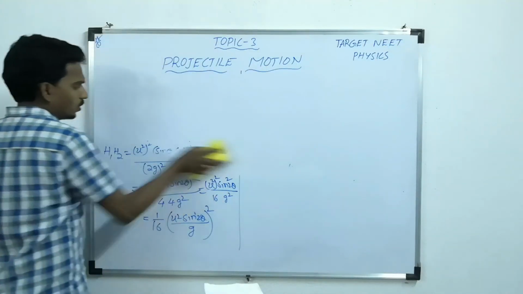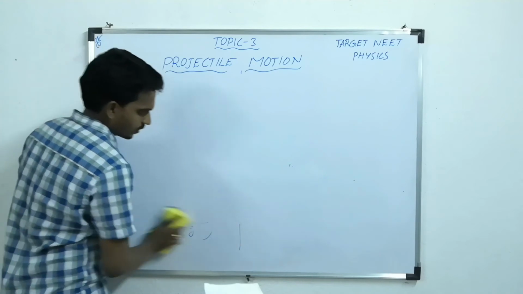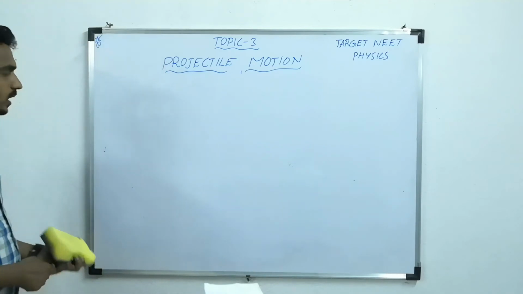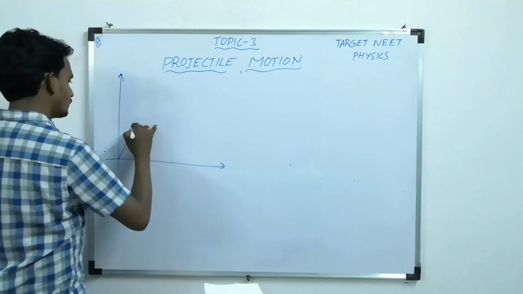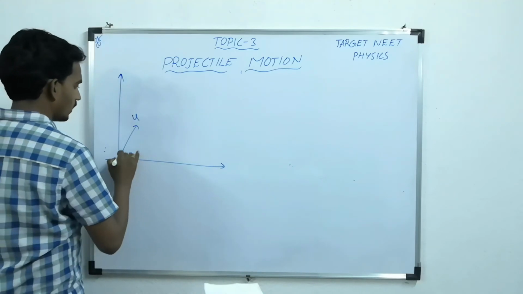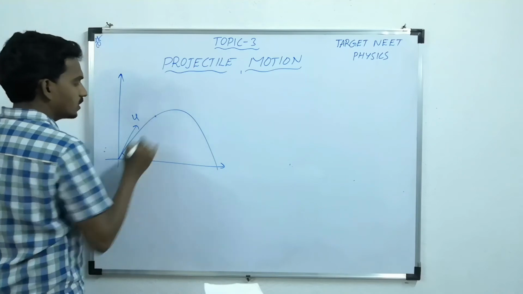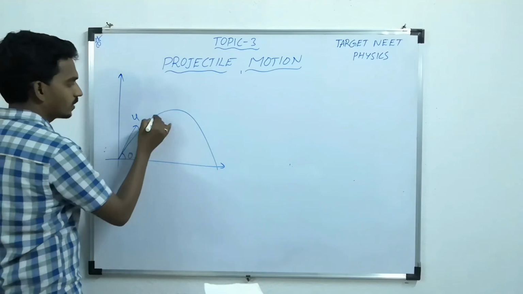Like, suppose a projectile having initial speed u is projected at an angle theta. Then the question is like, what after time t?